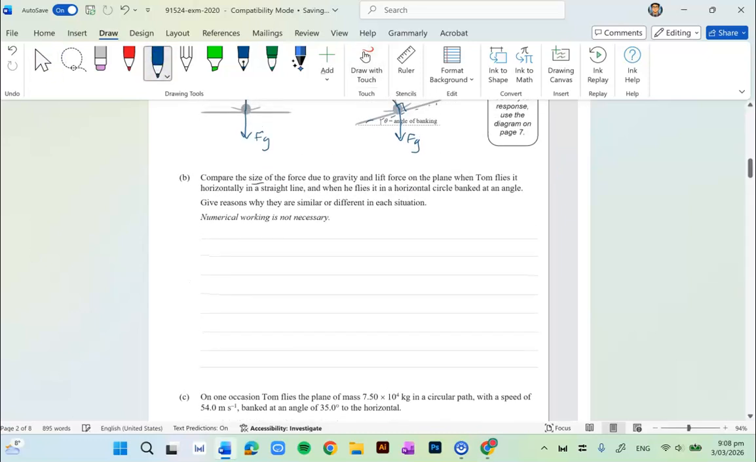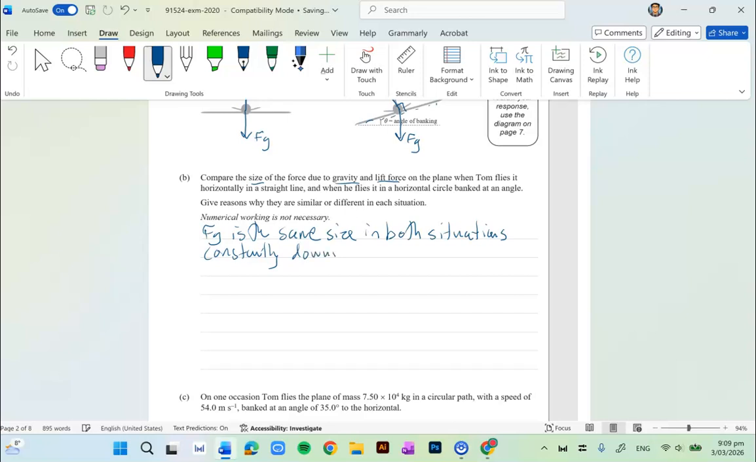Part B, compare the size of the force due to gravity and lift force on the plane when Tom flies it in a straight line and when he flies in a horizontal circle. Give reasons why they're similar. Okay, so the force due to gravity is the same size in both situations. Constant. Downwards.